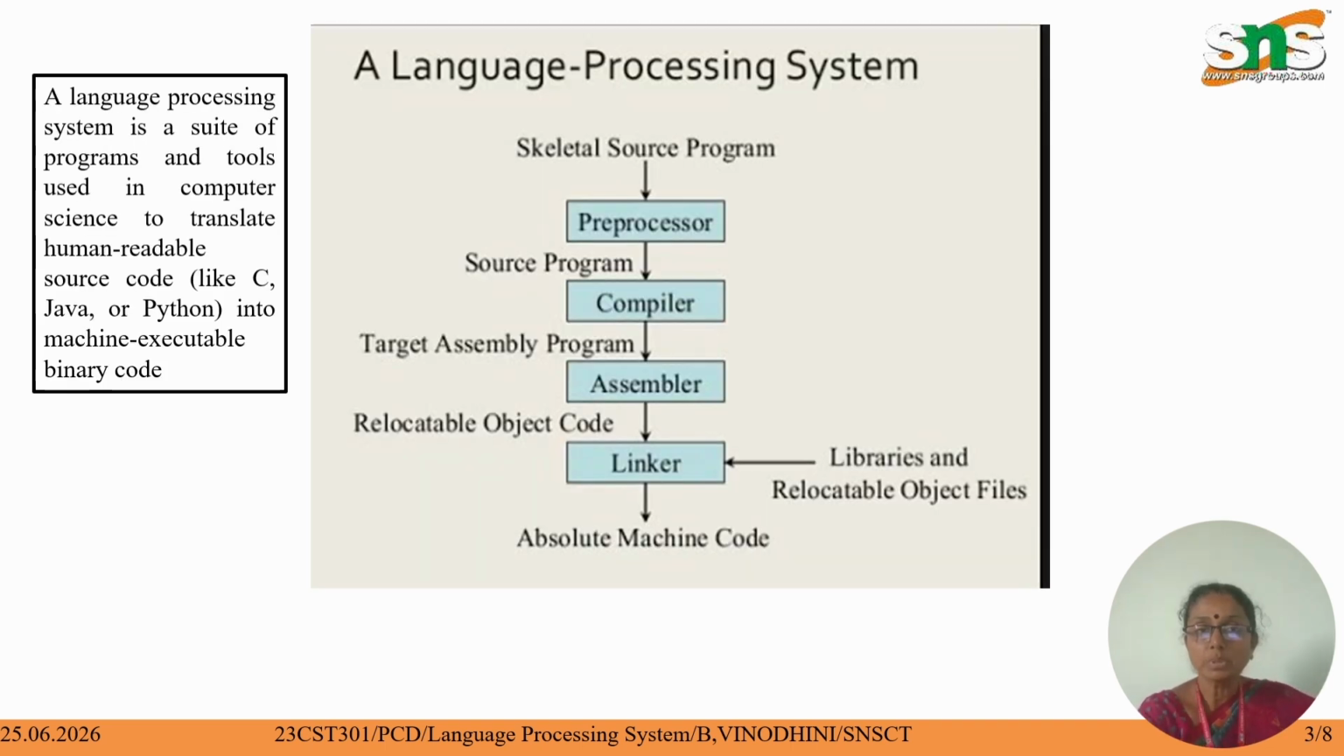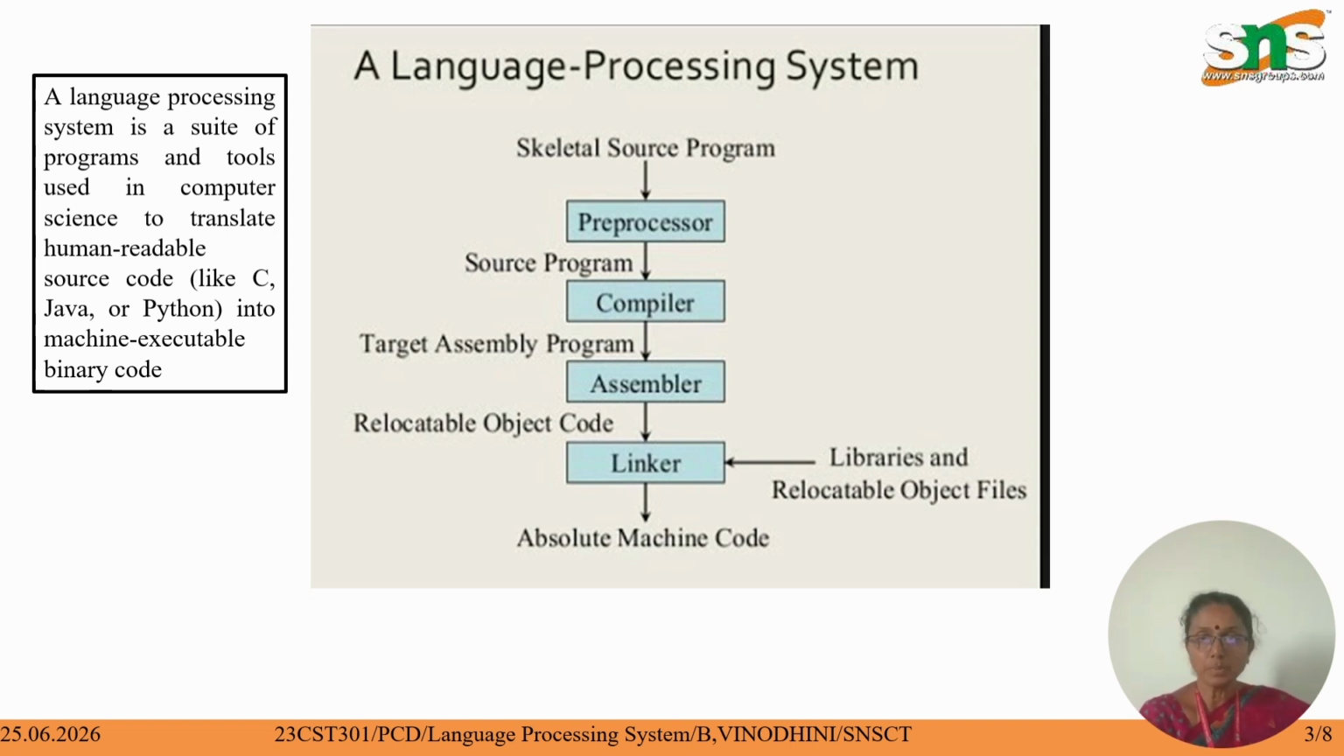The language processing system is a set of programs and tools used in computer science to translate our human readable program, that is a high level language program, into the machine readable program. So that is like a translator. It translates our high level programming languages into the machine level language program through a set of translators.